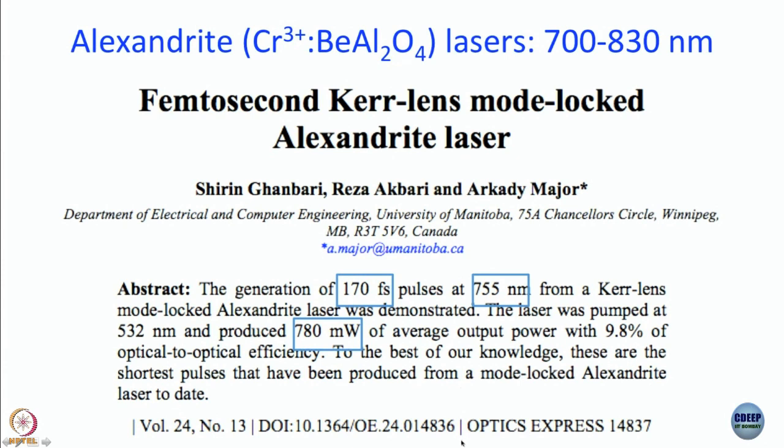Which year? The year is not even there. I think 2012, if I am not much mistaken, when the DOI is given. Even in 2012, read the first line: generation of 170 femtosecond pulses at 755 nanometer from a Kerr-lens mode-locked alexandrite laser was demonstrated. Output power is 780 milliwatt, more or less like what we have in our Tsunami, actually less than that.